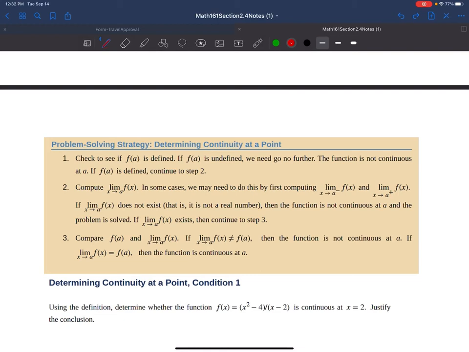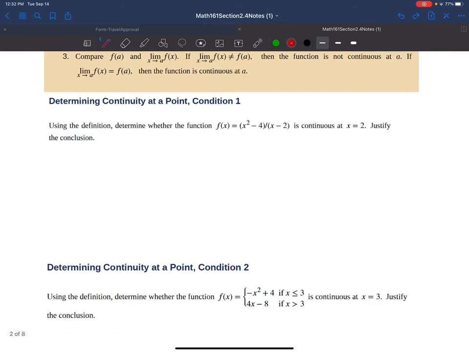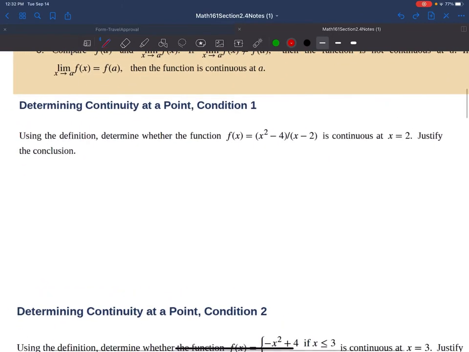If we discover that the value of the function is defined and that the limit does exist, we need to make sure that the value of the function and the value of the limit are equal. The things we found in parts 1 and 2 are equal. If they're not equal, it's not continuous. So let's take a very, very simple example here, about as simple as we can get with continuity. Using the definition, determine whether the function f of x equals x squared minus 4 over x minus 2 is continuous at x equals 2.